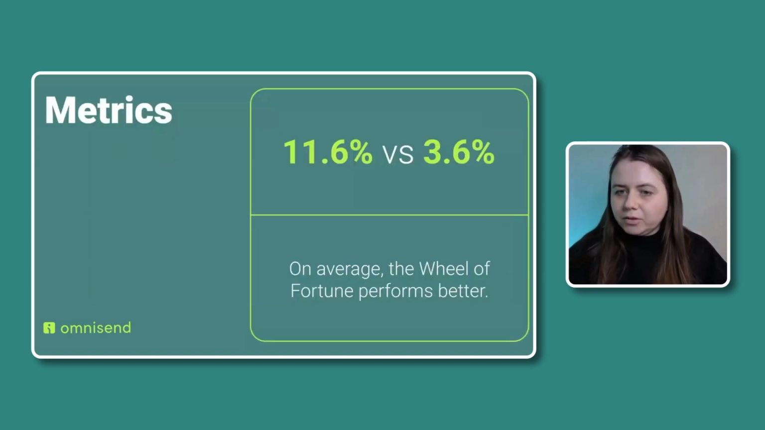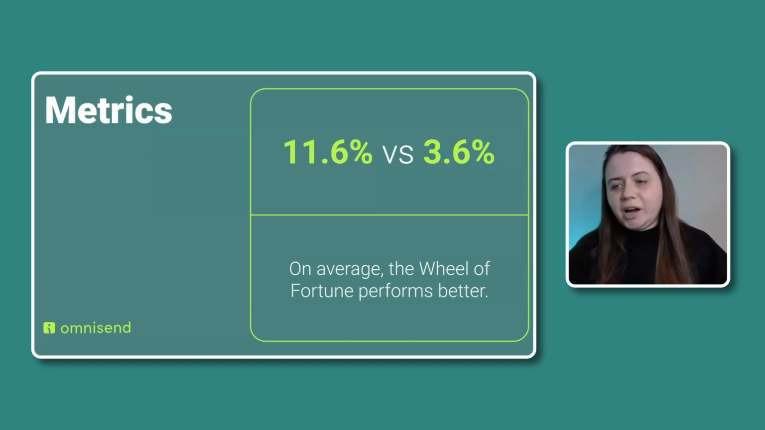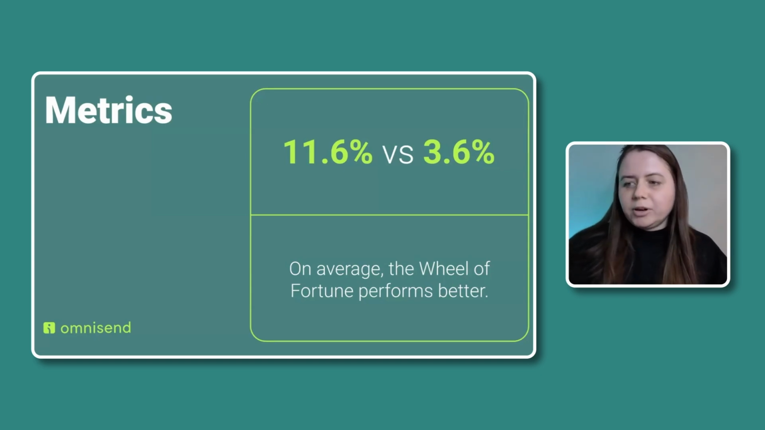In terms of metrics, we recommend you try the Wheel of Fortune because on average, Wheel of Fortune forms have a sign-up rate of 11.6% versus around 3% for a typical sign-up form. So it's a very high-performing form with a very high-performing tactic for you to try.